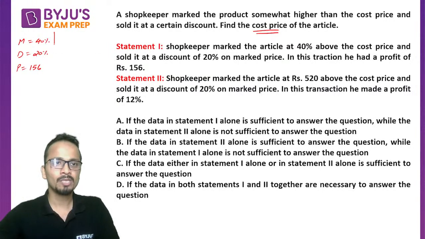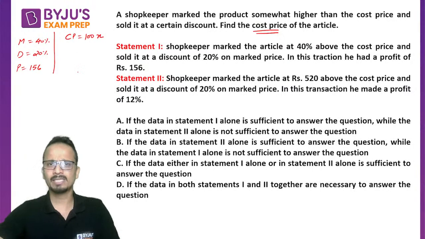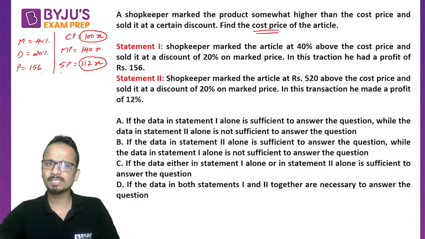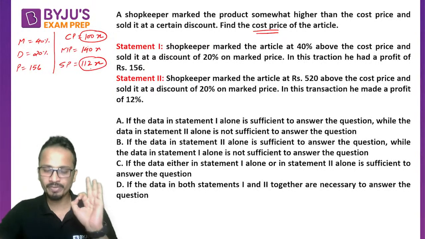Let's see. So if I assume cost price as 100x, I have to use a variable. So marked price will be 140x because the markup percentage is 40%. Selling price will be, after a discount of 20%, 112x. So the profit will be the difference between these two, that is rupees 156. So using this, I will be able to get the value of x.